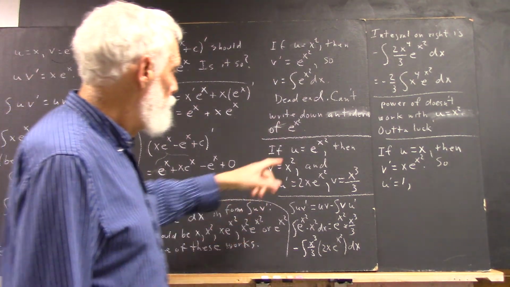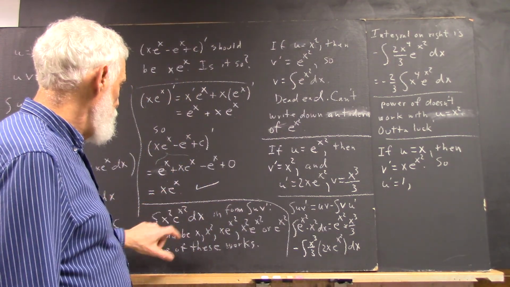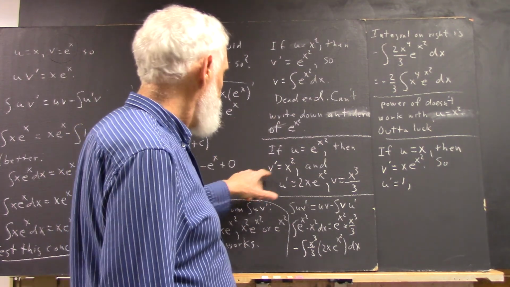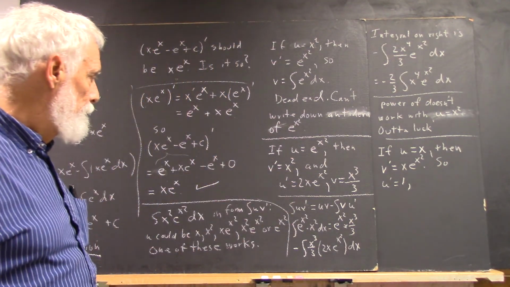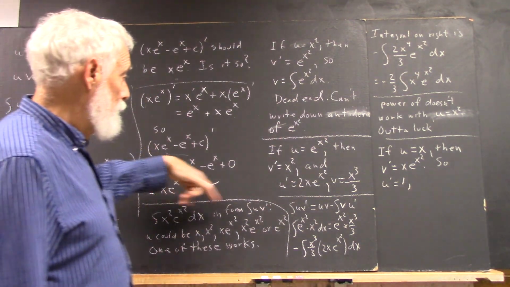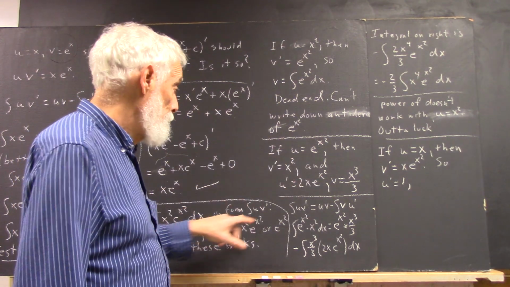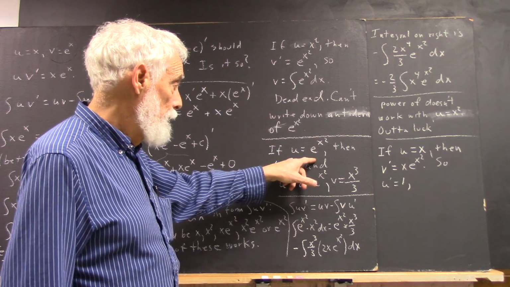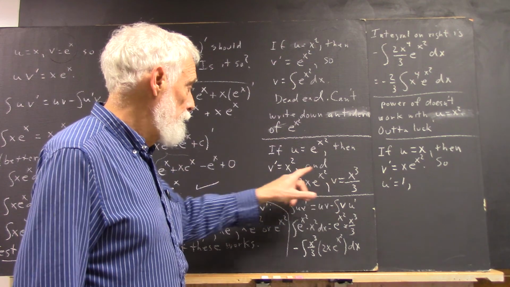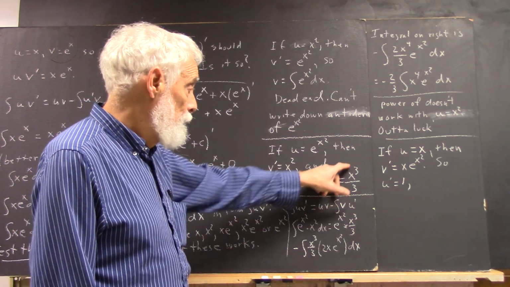Okay. Now, if u equals e to the x squared, then v prime is the rest of it, which is x squared. Because again, this is u times v prime. If u is e to the x squared, v prime is just this x squared. So u prime is the derivative of this, and by the chain rule, that's 2x e to the x squared. V is any antiderivative of x squared, but we'll take the simplest one, which is x cubed over 3.